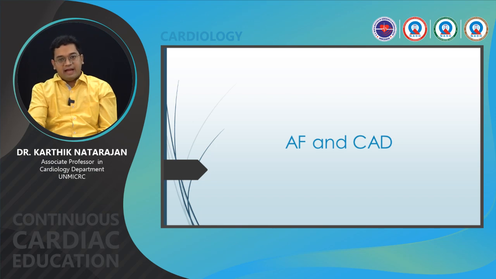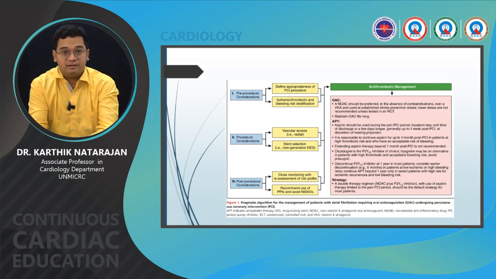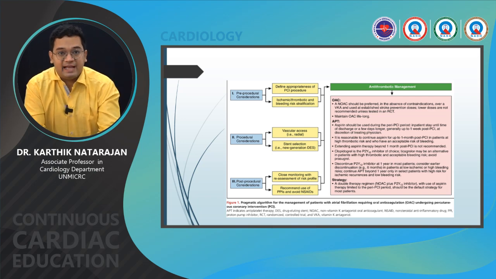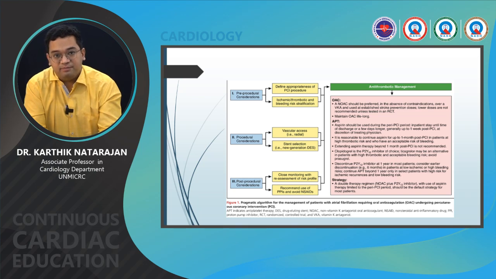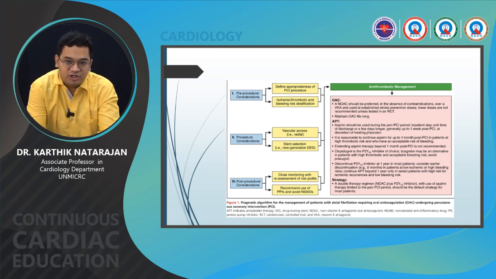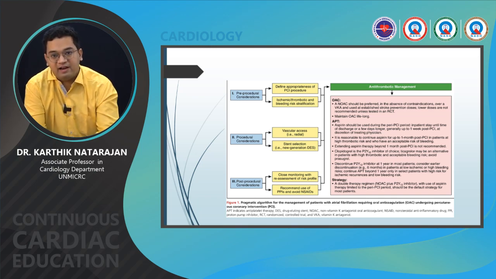So I'll just come to the end of the discussion where you have atrial fibrillation in CAD in post PCI patients. So if a patient already has AF and you need to do a PCI, then you need to take care of the following pre-procedure considerations that define the appropriateness of the PCI. Ischemic, thrombotic and bleeding risk stratification is required. The procedural considerations are you need to prefer a radial access as compared to a femoral access. For stent selection, a new generation DES is preferred, and post procedure you need to closely monitor the patient's risk profile and recommend use of PPIs and avoid NSAIDs.